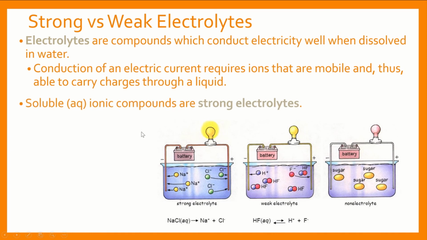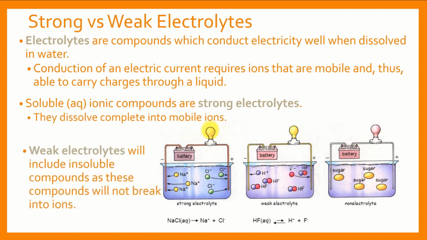So anything that dissolves in water, we call it aqueous. We use the back of our periodic tables, our solubility rules. These are strong electrolytes. Weak electrolytes are generally not soluble, at least not 100%, dissolving into their ions.